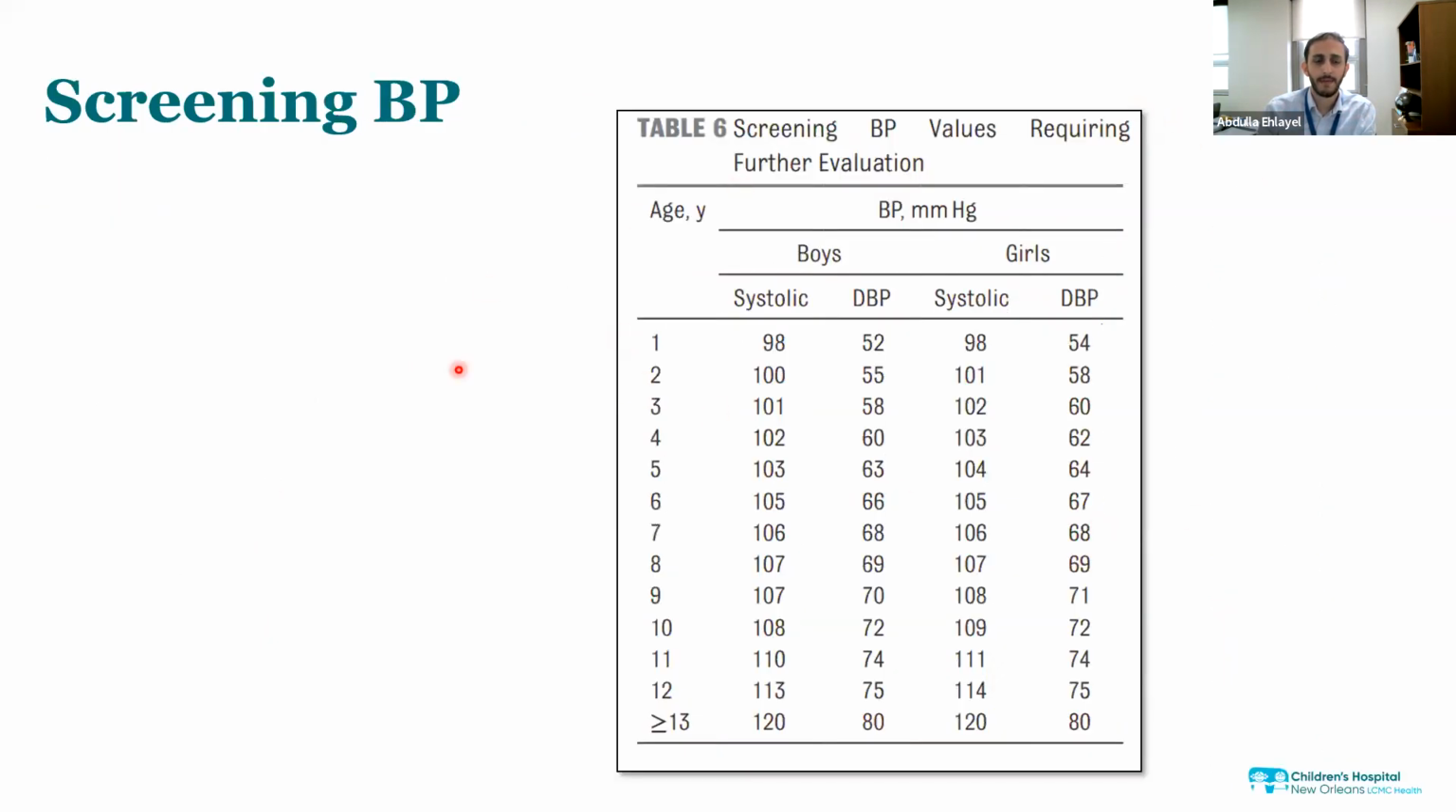And then this is one from the AAP guidelines. They have a nice table. I highly recommend printing this or having this in your pocket or in the clinic. This is just a quick cut-off value. If the blood pressure is higher than these numbers, then you should be screening the patient for hypertension. So this is just a quick way, and you can see if they're 13 years and above, we use the adult numbers.